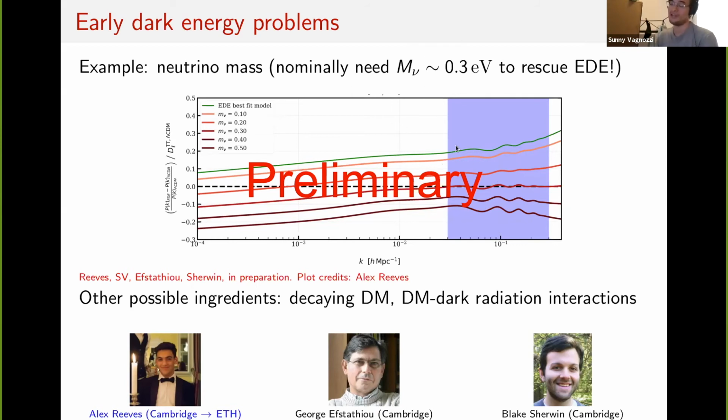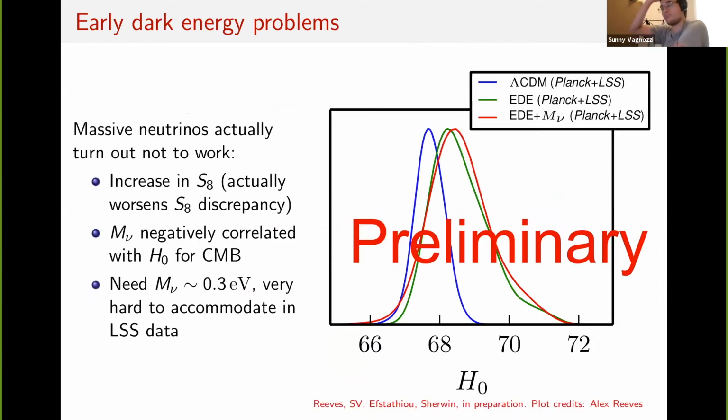So you would think that if you combine early dark energy with a non-zero neutrino mass, you could save the day. It turns out the answer is actually no. This is all work in progress. First of all, massive neutrinos actually worsen the S8 tension even more because you are adding another dark matter component, essentially. It's negatively correlated with H0 in the CMB, and it's very, very hard to accommodate such a heavy neutrino in large-scale structure data.